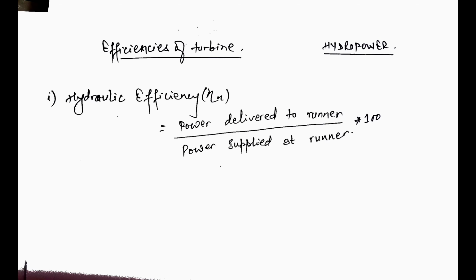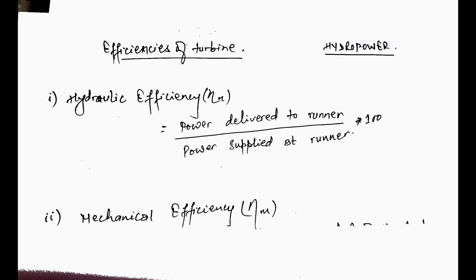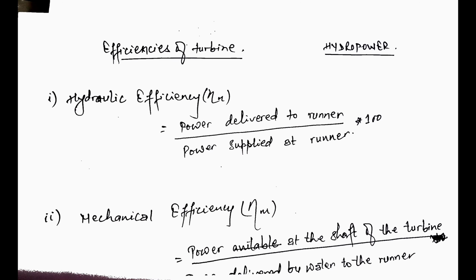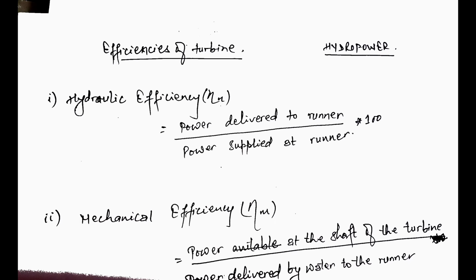Now next we go to the mechanical efficiency. Mechanical efficiency accounts for losses within the turbine itself, such as friction in bearings and losses in the transmission system. It represents how well the mechanical components of the turbine convert the rotational energy into electrical energy. This mechanical efficiency can be given as the power at the shaft of the turbine divided by power delivered by water to the runner, whole multiplied by 100.